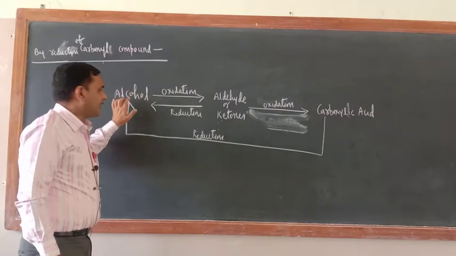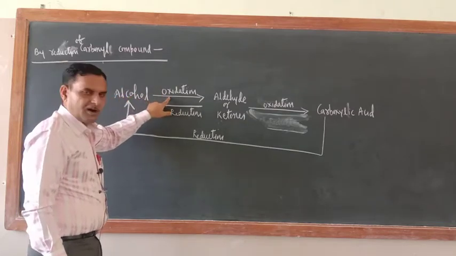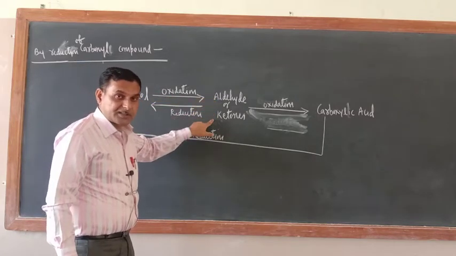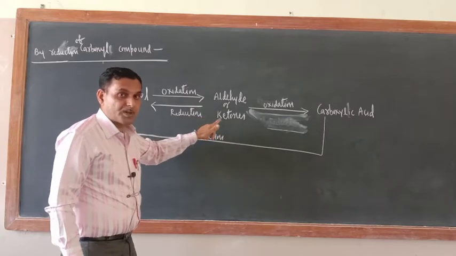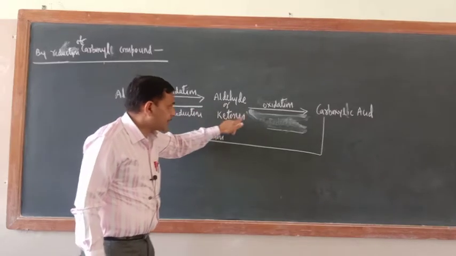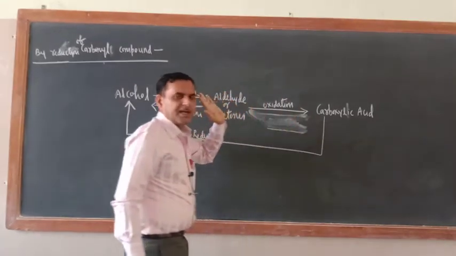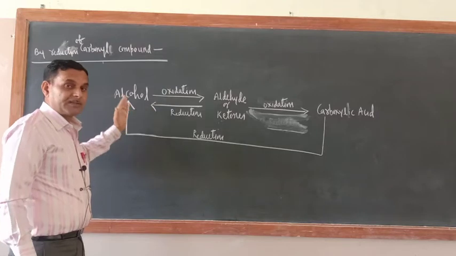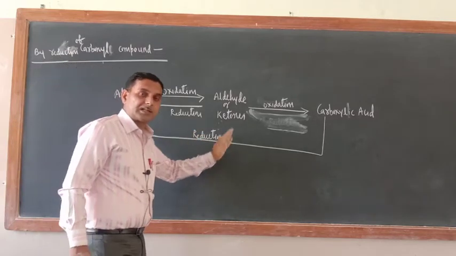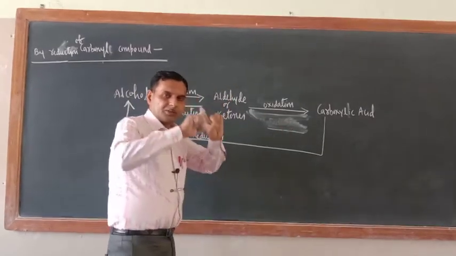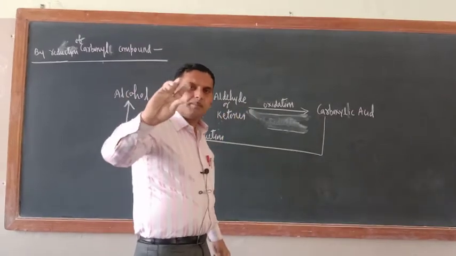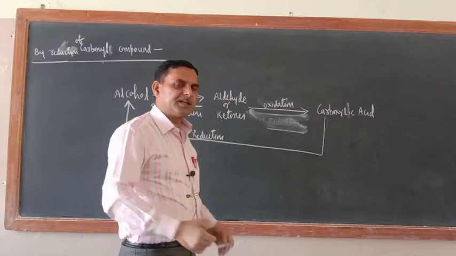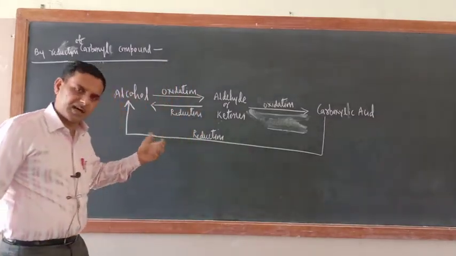Now when alcohol is subjected to oxidation, the product is aldehydes and ketones. Further, when aldehydes and ketones are subjected to oxidation, the product is carboxylic acid. So remember this cycle, because in your syllabus alcohol is there, aldehydes and ketones are there, and carboxylic acid is there. So in your brain one map is generated: when carbonyl compound is subjected to reduction, the product is alcohol.